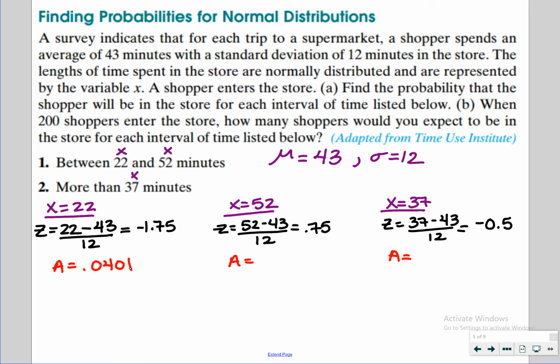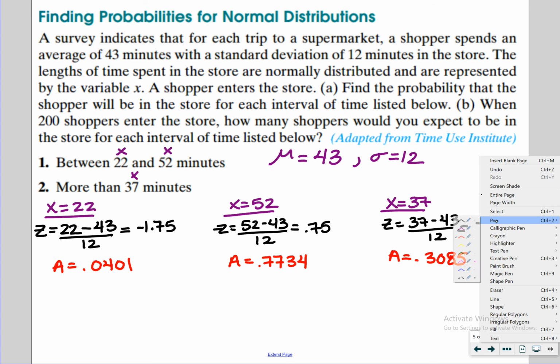0.75 gives me 0.7734, and negative 0.5, negative 0.50, finding on here, 0.3085. Okay, good, finding all that info. Taking all the X's, converting them to Z-scores, getting the associated probabilities, areas.